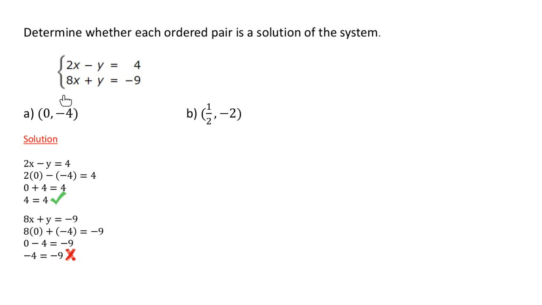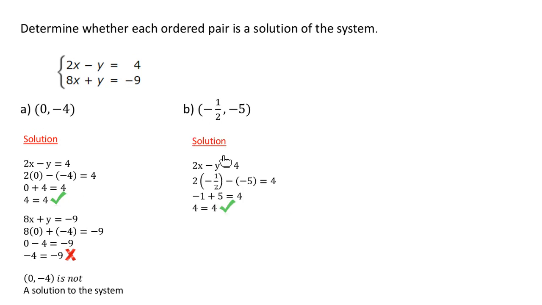So when we plug it into the second, 0 for the x and negative 4 for the y, we see that we get negative 4. And negative 4 is not equal to negative 9. So this point is not a solution for this linear system. This point had to be valid for both equations in order for the system to be true. So if it's only good for one and not good for the other, then this point is not a solution set for this system. Let's do B, the same scenario, okay?